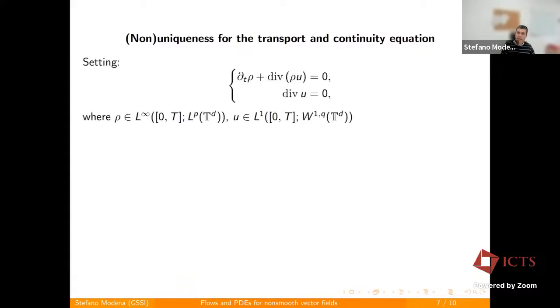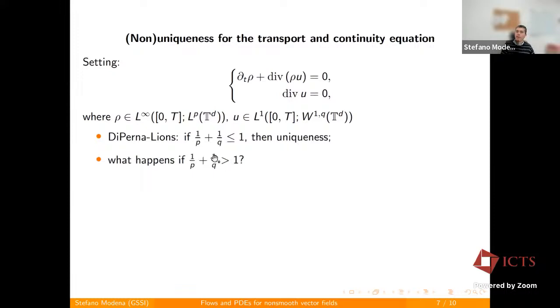Let's recall the setting once again. This is our PDE. I assume incompressibility for simplicity. I'm looking for a density which is L infinity in time, L^p in space, for a given vector field which is L1 in time, W^{1,q} in space. DiPerna-Lions says that if 1/p + 1/q is less or equal than 1, then we have uniqueness. And we are asking what happens if 1/p + 1/q is strictly bigger than 1. This is the setting.